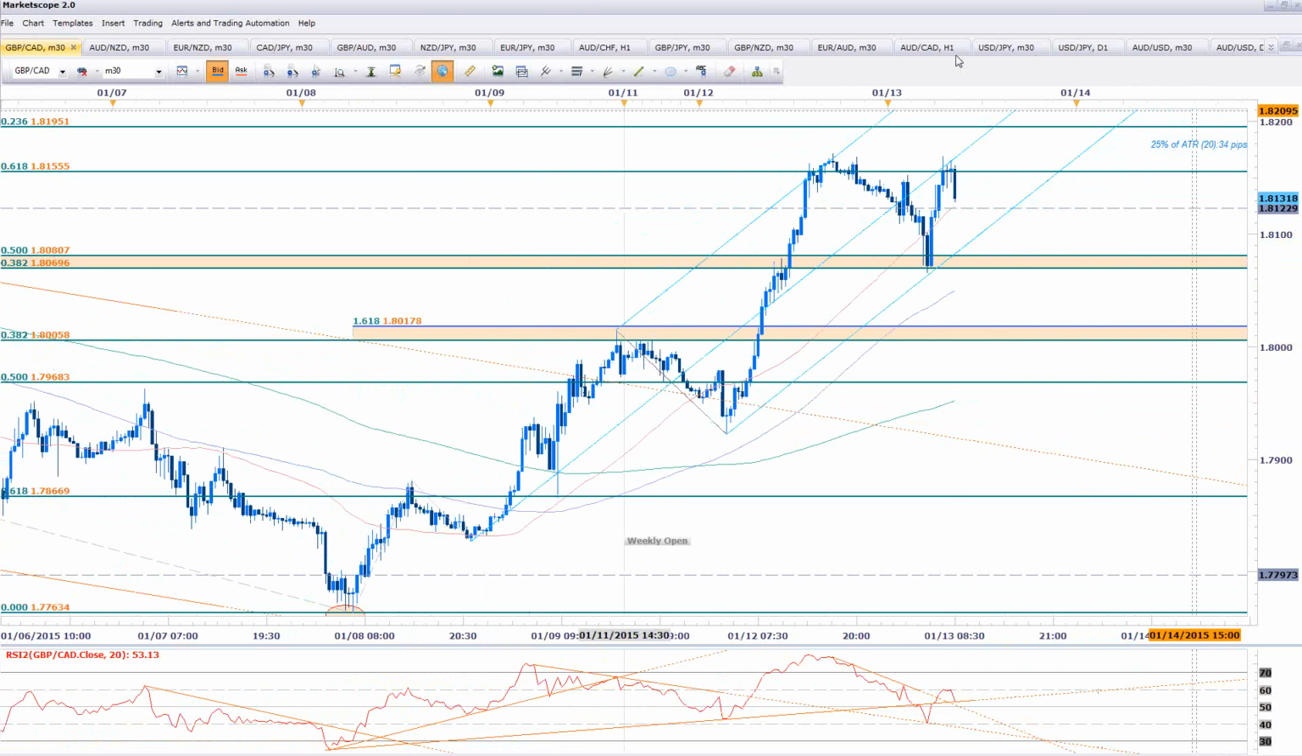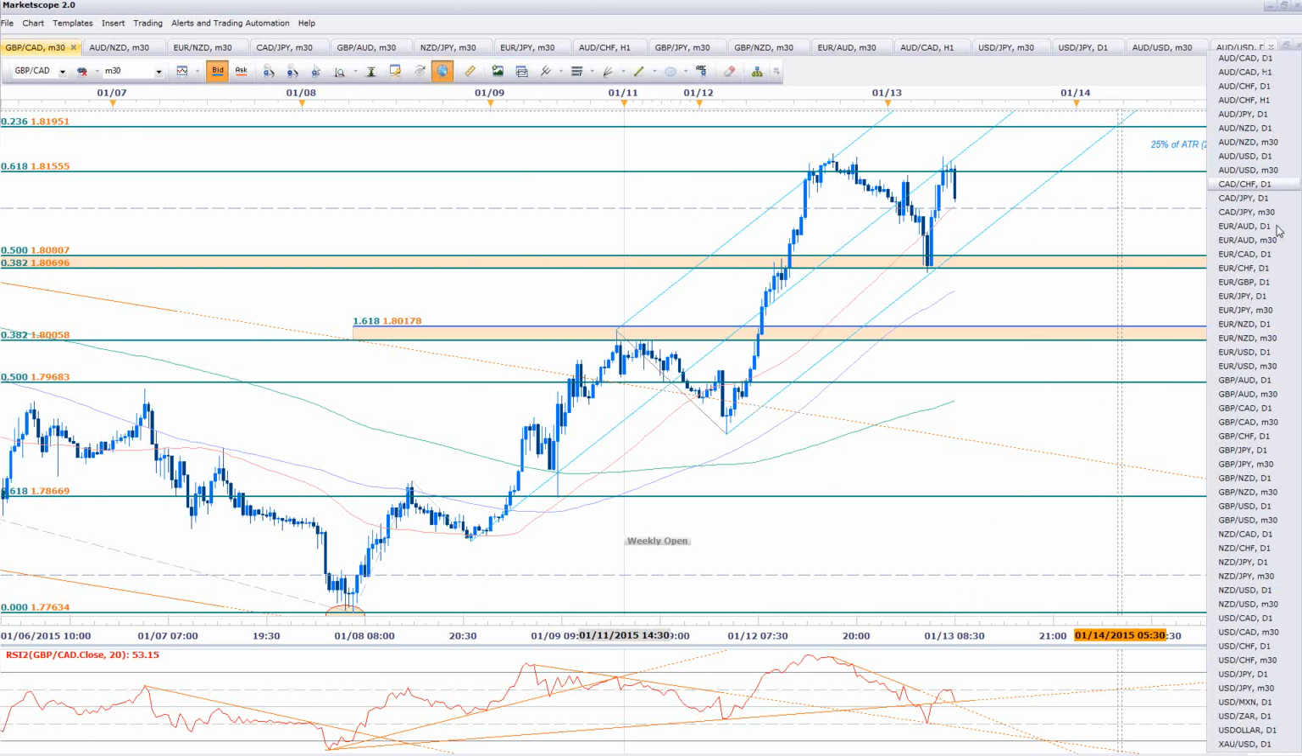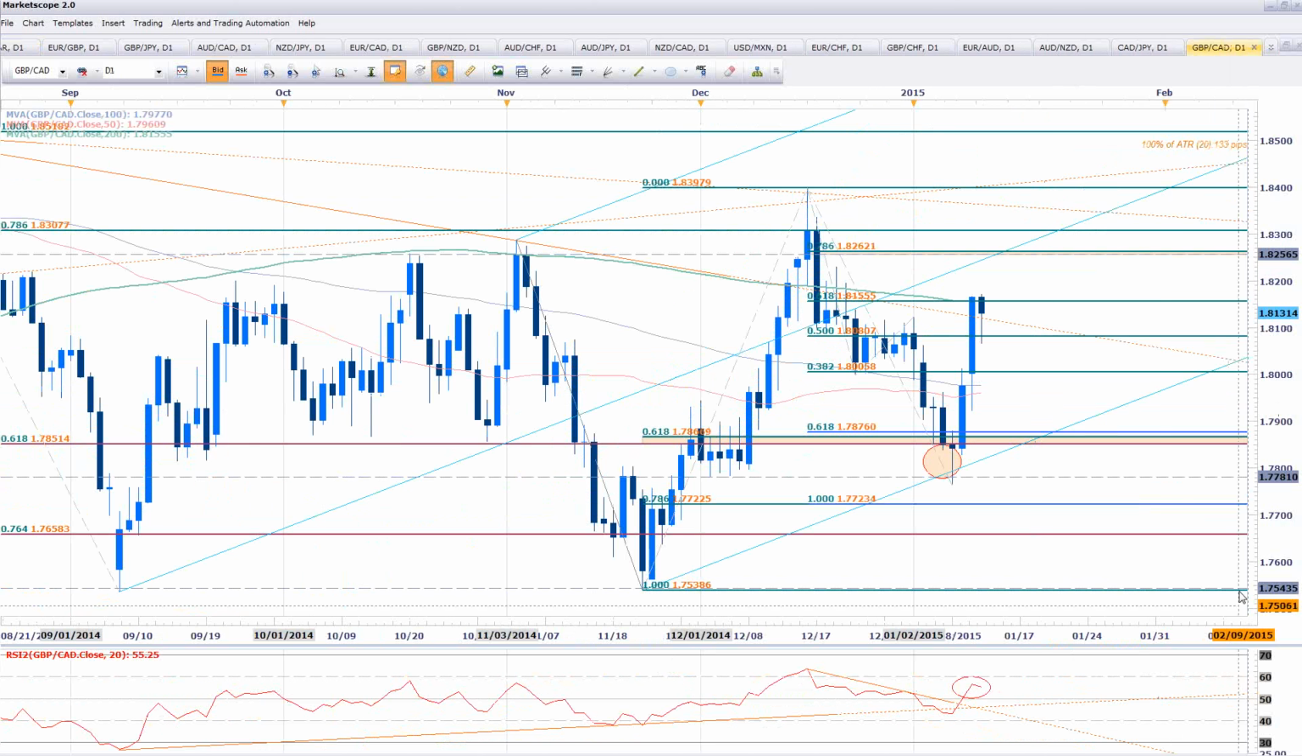Inevitably, we're looking to buy that, but at the end of the day, the reversal that we're seeing on the daily chart here, where is it? It's pretty impressive. It's pretty impressive.